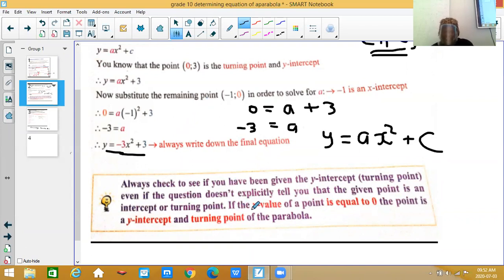Right? If the x value of a point is equal to 0, the point is the y-intercept, and it is also the turning point of the parabola. In grade 10, our turning point will always be on the y-axis. Are you clear now?